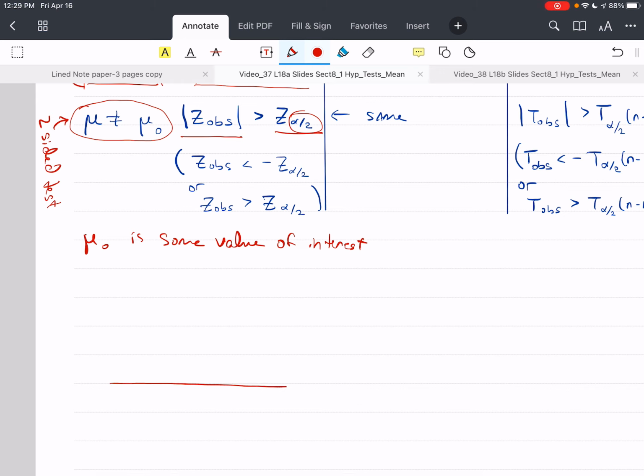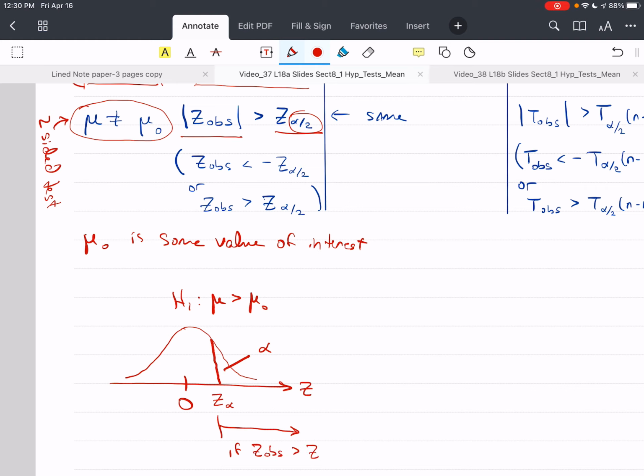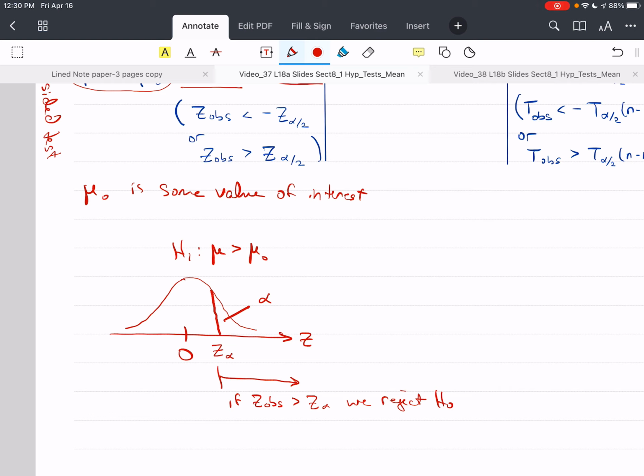So what we're doing is, if our claim is that mu is greater than mu naught, some value, some number, then when we calculate our test statistic, our rejection criteria is going to be, this is going to be alpha. So this is extreme, away from the mean. Away from the mean is going to be further away from 0, so a bigger positive number. And this cutoff limit is called z sub alpha. And if z observed is greater than z sub alpha, we reject H naught. And we're going to calculate this probability under the assumption that H naught is true.